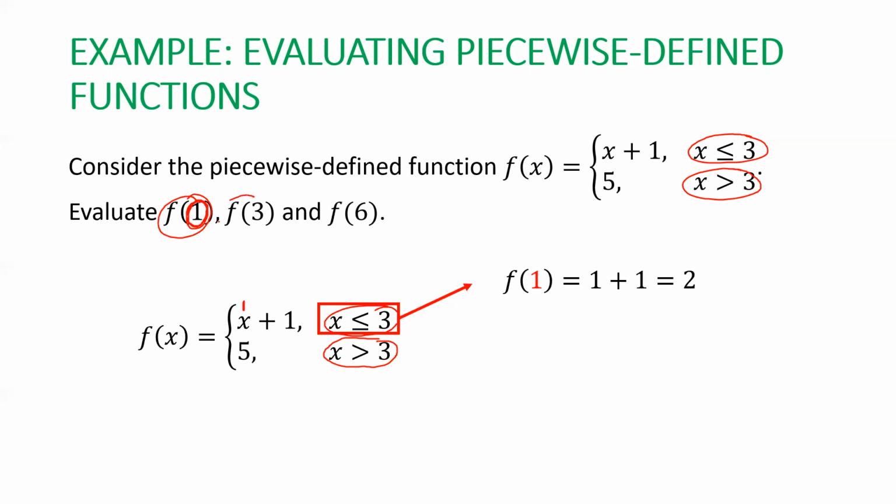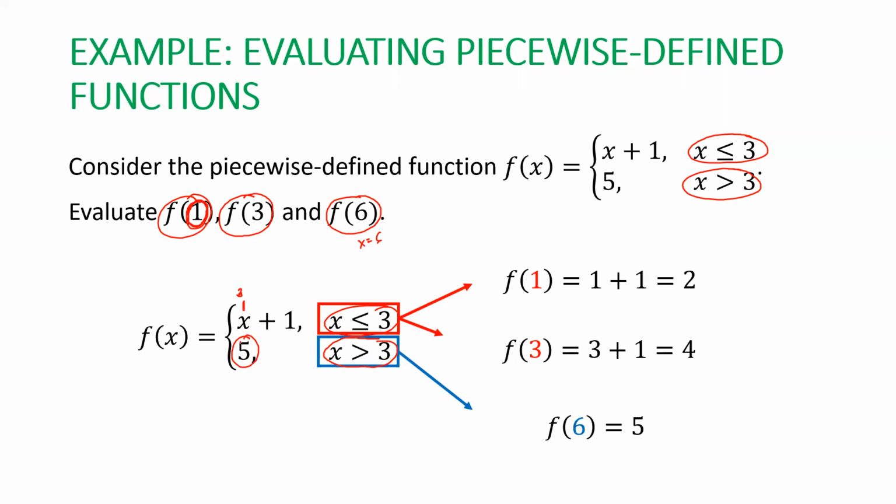Now for the second item, which is f of 3, x equals 3 belongs to the first subfunction because 3 here is equal to 3. So that's why we have to substitute 3 here. So we have 3 plus 1, which is equal to 4. Now for the last one, we have f of 6. So x is equal to 6. So that means 6 belongs to the second subinterval because 6 is greater than 3. Which means that f of 6 is equal to the constant 5. So that's how you evaluate a piecewise defined function.